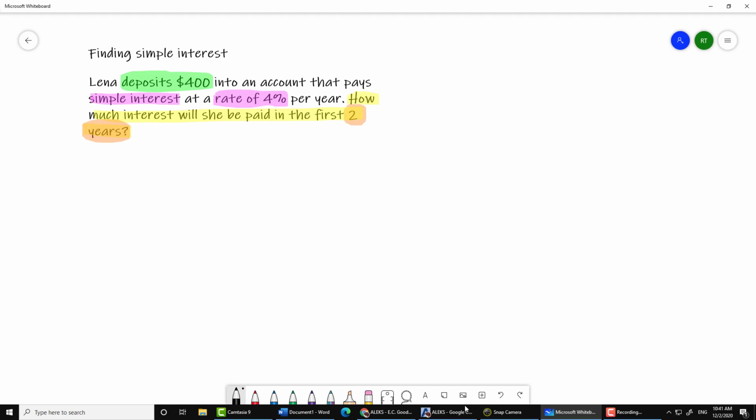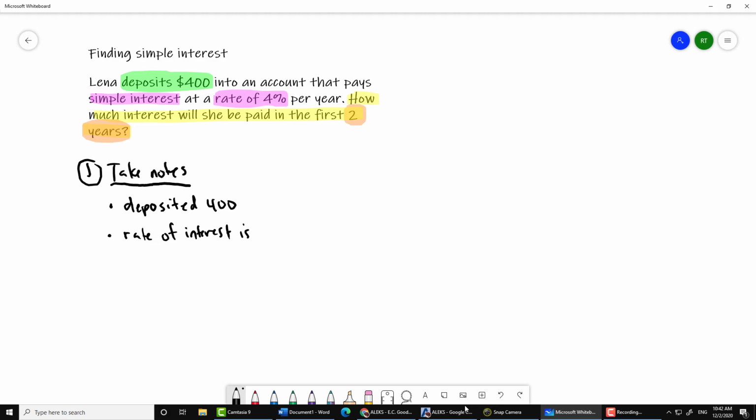So in the first step, anytime you're problem solving, step 1 is always to take notes. This problem's not too tough, which is a good opportunity to practice these 4 steps without being overwhelmed. But basically, if I were to make a bulleted list: Lena deposited $400. The rate of interest that she earns is 4%, and it was 2 years in the account. So they want to know after 2 years how much interest will she earn.